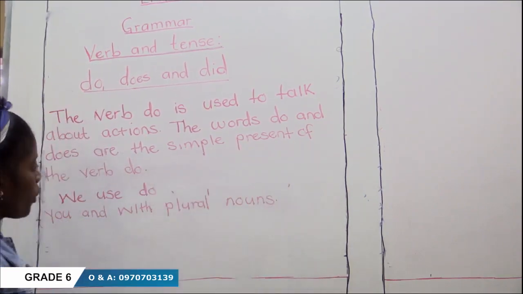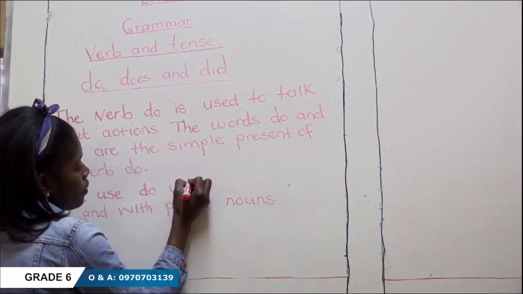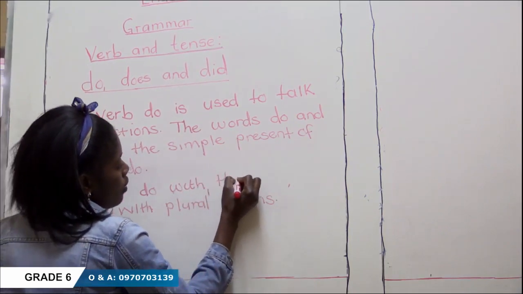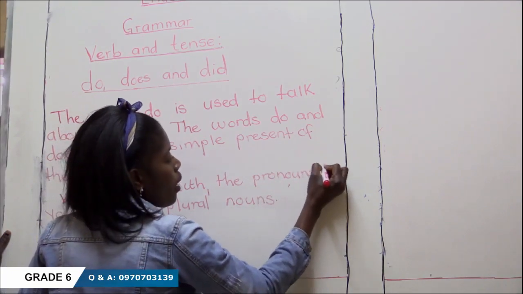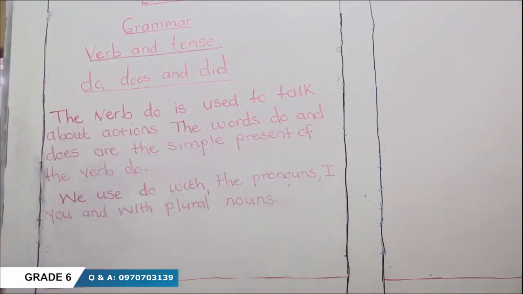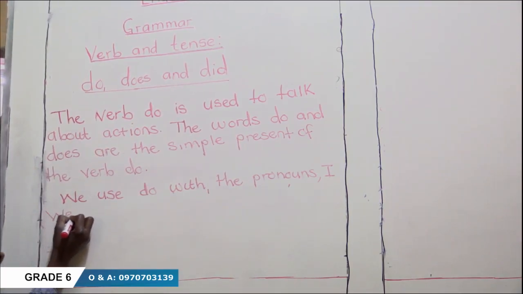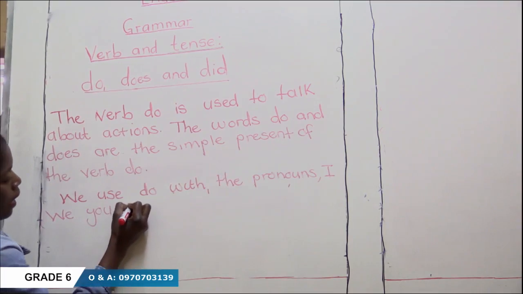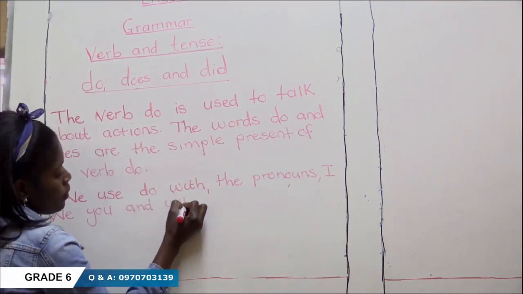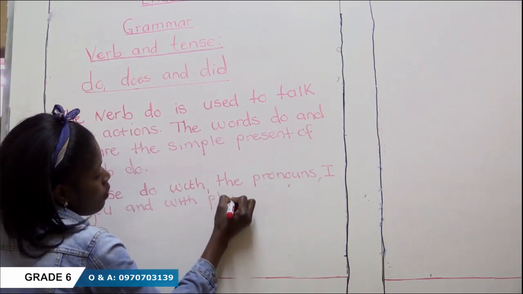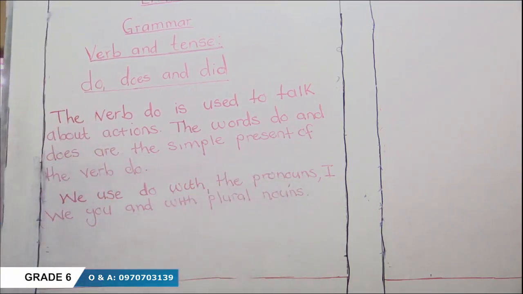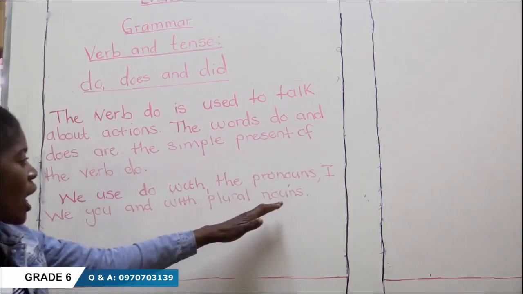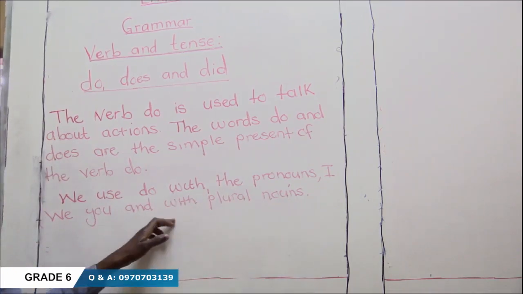I made a mistake here. We use do with the pronouns I, we, you, and with plural nouns. Okay, boys and girls, I'm saying we use do with the pronouns I, we, you, and with the plural noun.